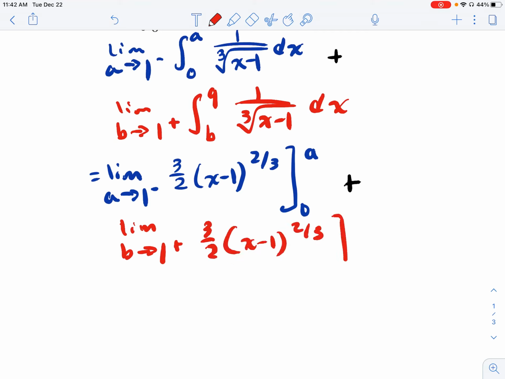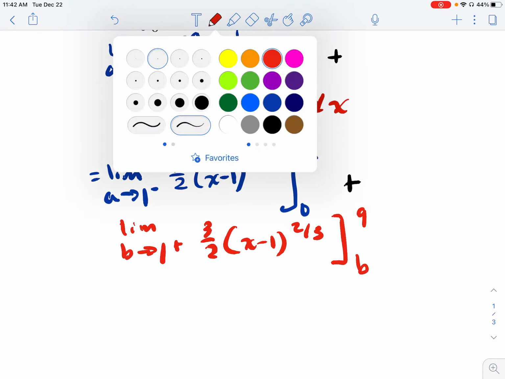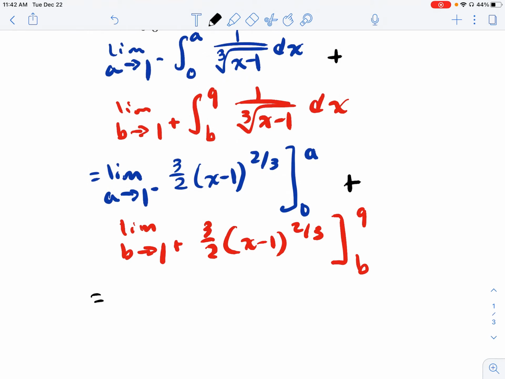And this is being evaluated from b to 9. And then from here, we're just plugging in. So we already know that the limit as we approach 1 from the negative of this entire function is going to be 0 minus 3 halves.